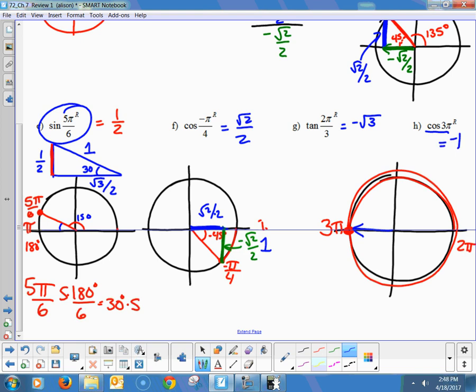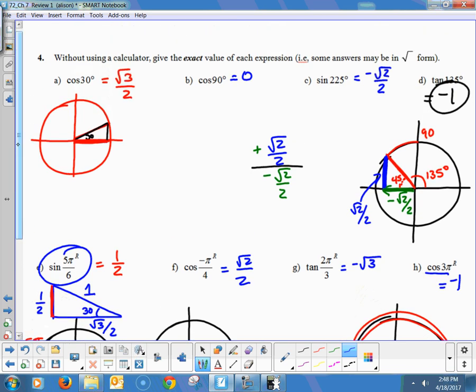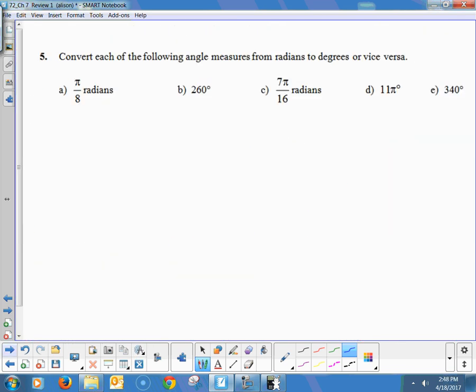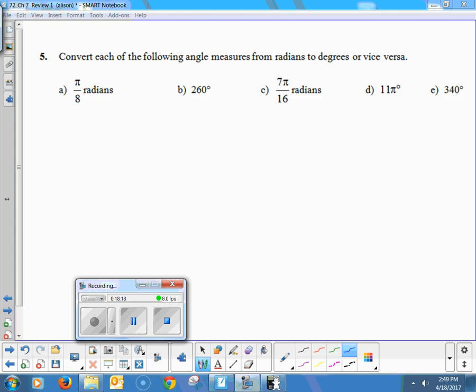Moving on to number 5. Converting. All right, well, we have pi over 8 radians, and we want it to be in degrees. So we need to multiply by a conversion that will cancel radians and give us degrees. We want to multiply by degrees over radians. That way our units will cancel, and we'll end up with degrees.